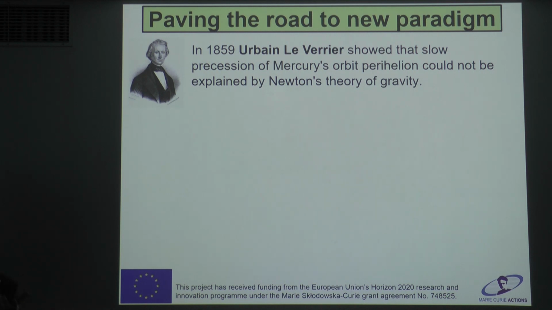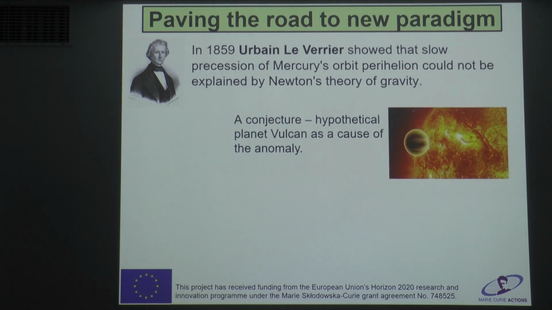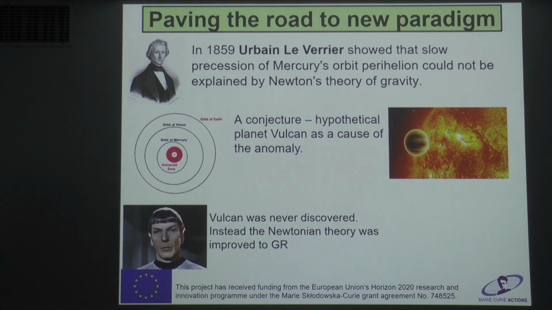So there was this observed precession of the perihelion, the innermost point of Mercury's orbit, close to the Sun. So he proposed a conjecture, a hypothetical planet Vulcan, as a cause of this anomaly, because he tried to use the same logic he already used for predicting Neptune, which was successful. So there should be a Vulcanoid zone, where there should be another very small rocky planet orbiting around the Sun. It would perturb the orbit of Mercury and therefore explain this observed phenomenon.